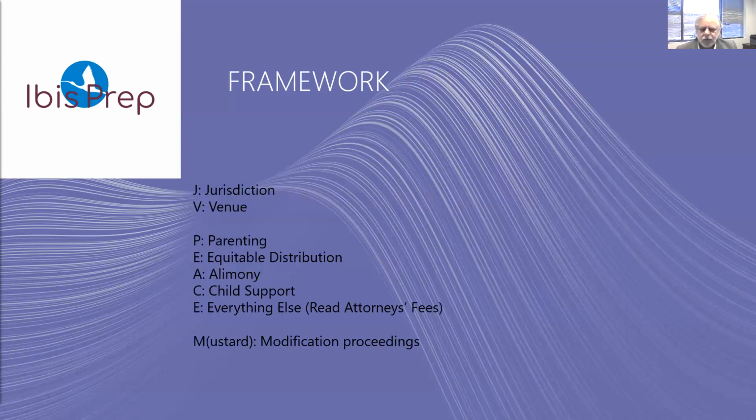Back to our framework, you will have already written down JVPs with a side of mustard. And the J stands for jurisdiction. Then we move into venue, parenting, equitable distribution, alimony, child support, and then everything else, which is almost always attorney's fees. Now, the mustard is its own little special ingredient. Not all sandwiches go well with mustard, but some of them do.